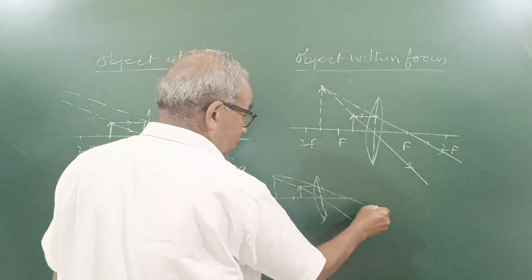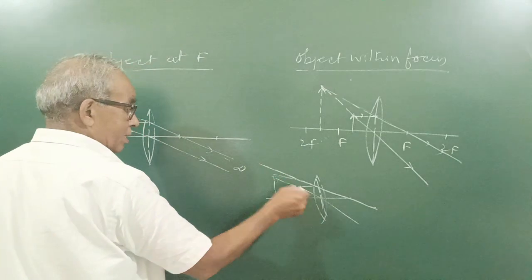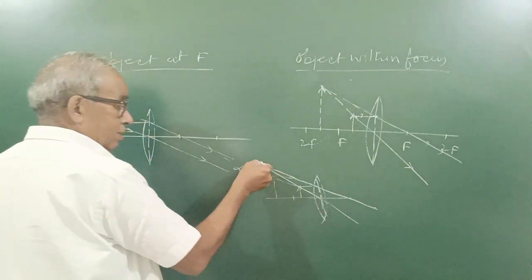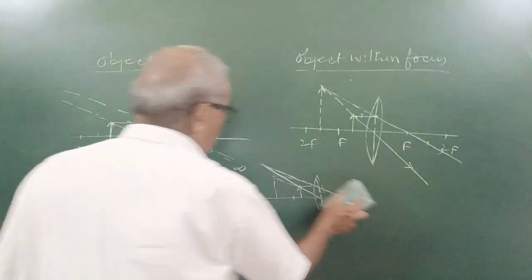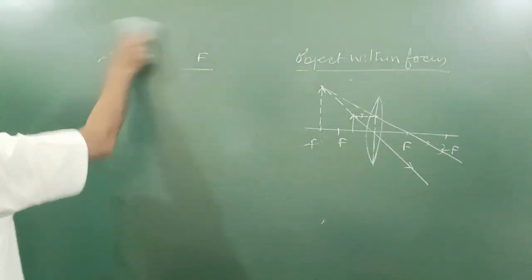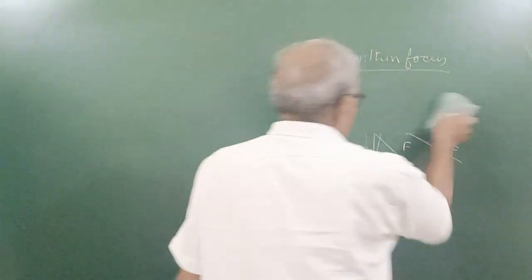No, that is wrong. Keep them straight. We are producing back. Keep them straight like this. So this was all about the image from the convex lens. Remember these conditions. It will help you a lot.